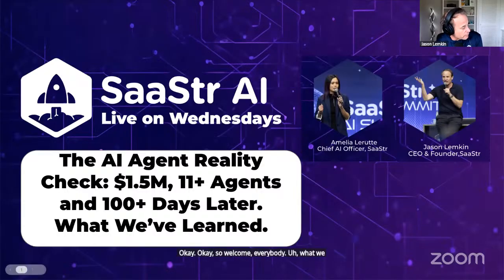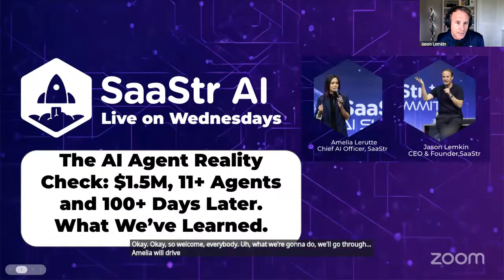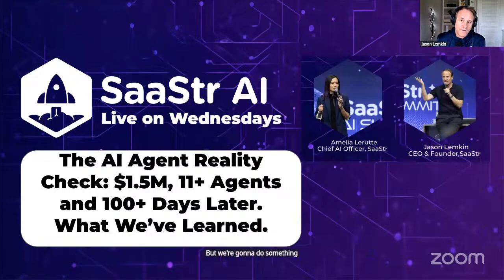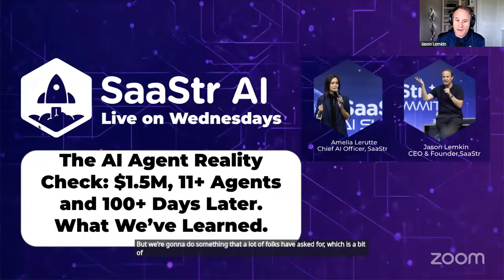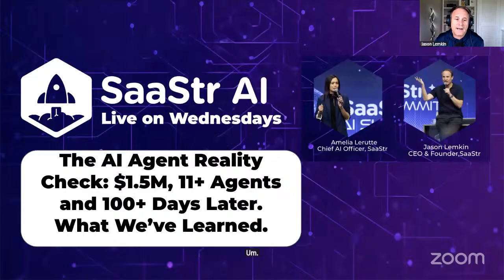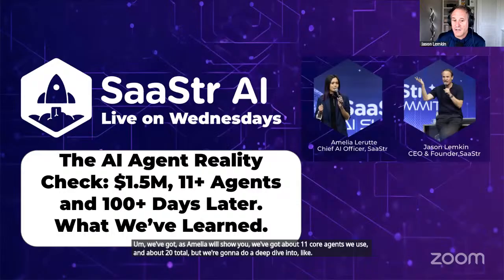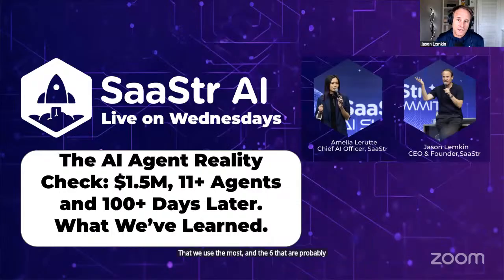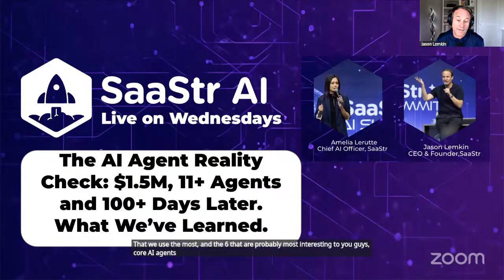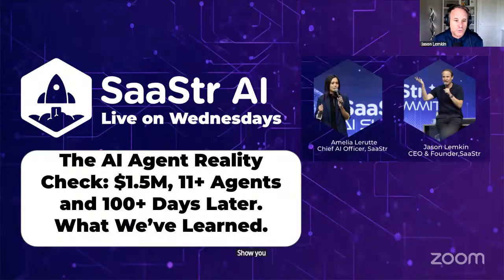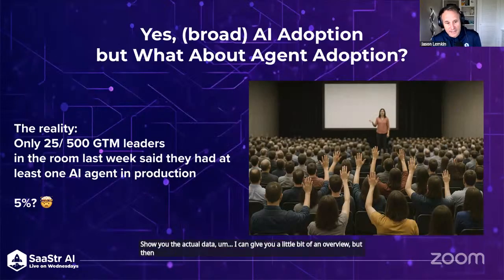Amelia will drive the slides, but we're gonna do something a lot of folks have asked for, which is a bit of a deep dive on what we're doing, how we're using AI at SaaStr. We've got about 11 core agents and about 20 total, but we're gonna do a deep dive into the six that we use the most and the six that are probably most interesting to you, core AI agents that we use every day, how they work, and show you the actual data. I can give you a little bit of an overview, but then Amelia can dive in on most of them, and then I'll help.